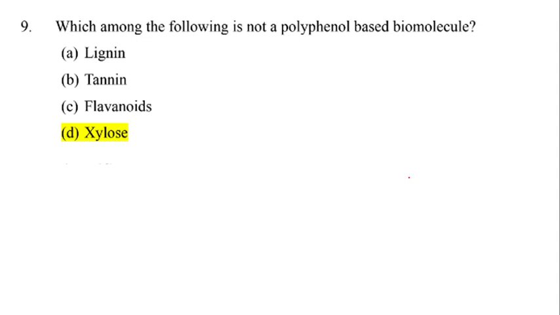Finally, question number 9. Which among the following is not a polyphenol based biomolecule? This is a memory based question because the structure of this compound is very typical. So you can say it is xylose, because xylose is generally known as a sugar, xylan sugar. Another compound contains an amide group, that's why it is different.